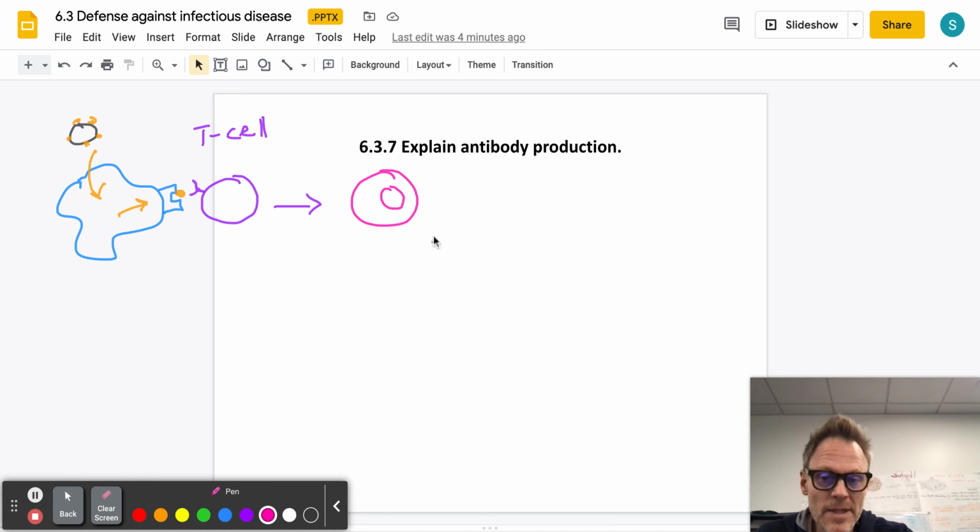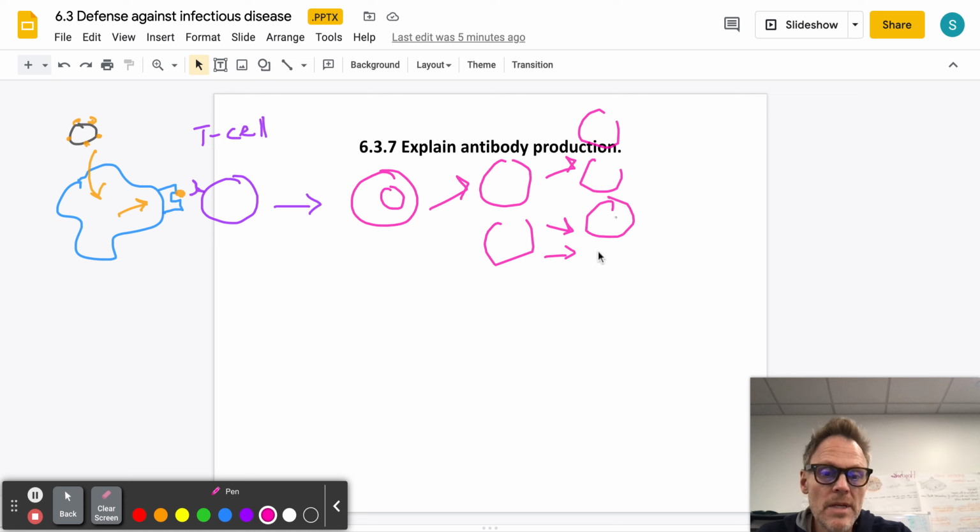But before it does that, when it gets that message, it's going to divide into two B cells, and then they're going to divide into two more B cells. So you get this army of B cells that are going to be very specific. They're going to produce very specific proteins, very specific antibodies for that specific antigen. So this is called clonal selection.